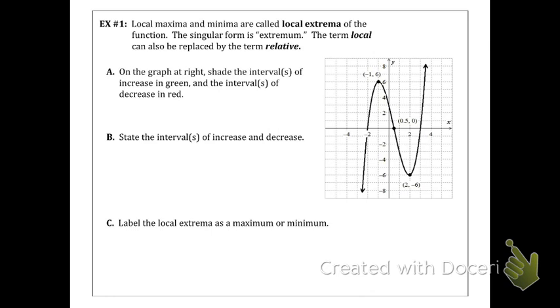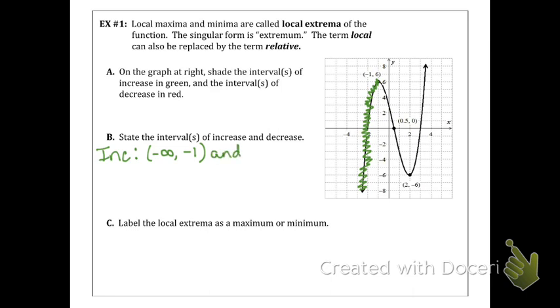All right, so A says on the graph at the right, shade the intervals of increase in green and the intervals of decrease in red. So when I look at my graph, I can see that it is increasing right here. And B is going to tell us to actually tell where those intervals are. So I'm going to go ahead and write it. So interval of increase is going to start on the far left at negative infinity, and it increases to that maximum right there, where x is -1.